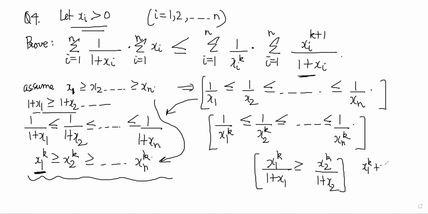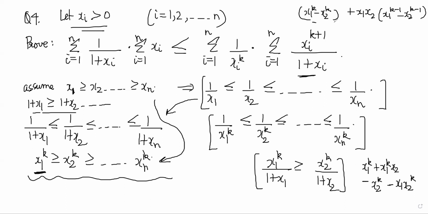x1 power k plus x1 x2 power k minus x2 power k minus x1 x2 power k, right? So what we are getting is x1 power k minus x2 power k plus x1 x2 (x1 power k minus 1 minus x2 power k minus 1). So it is obvious that this is positive and this is positive, and x1, x2 are both positive. So this is greater than 0. So this inequality is true. I have confirmed it by simply cross multiplying, right? So what we know now are these facts here.